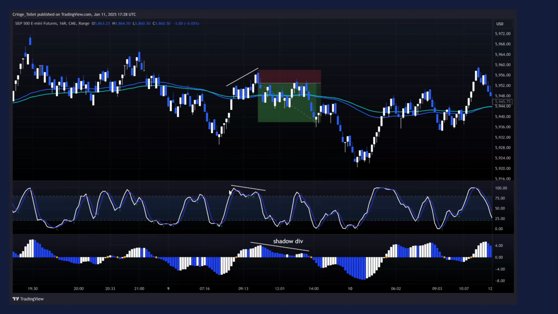So in this area, like we have a stochastic divergence playing out. So you could enter the short here. But then over like a longer period, there's a shadow divergence on the AO. So this area is a high and then this is a lower high, and the AO is also making a high and then a lower high. So based on that, we could enter a short on this bar cross after the shadow divergence is played out on the chart, or shown us that it's present.